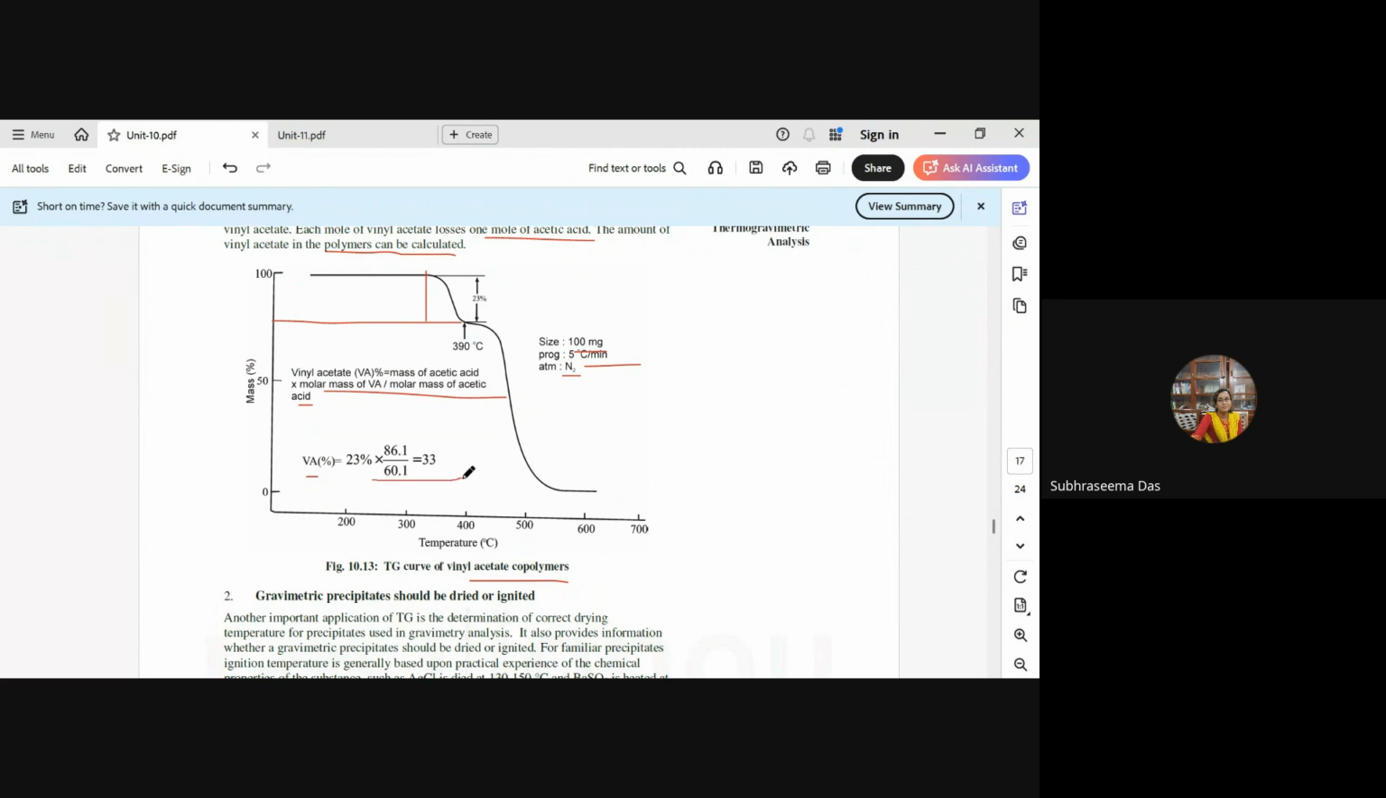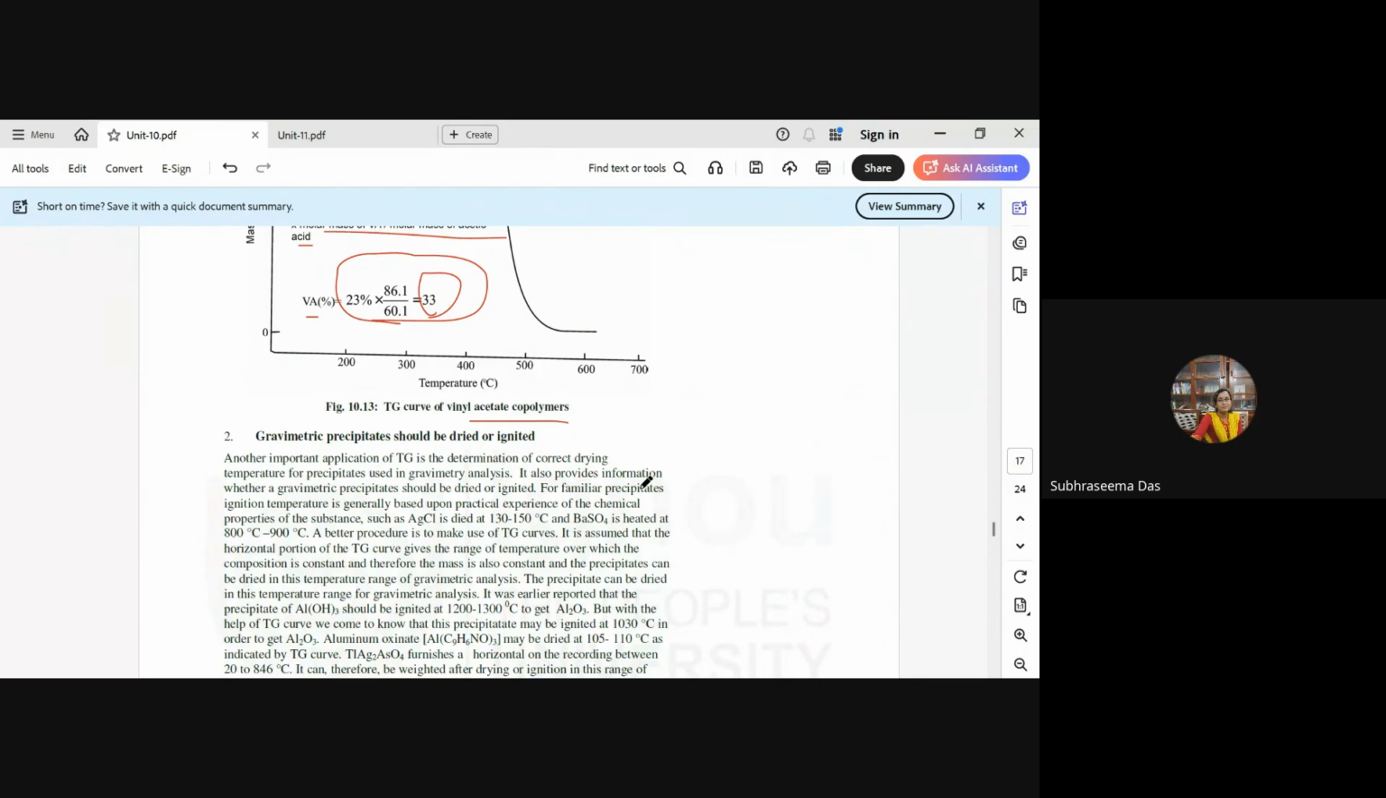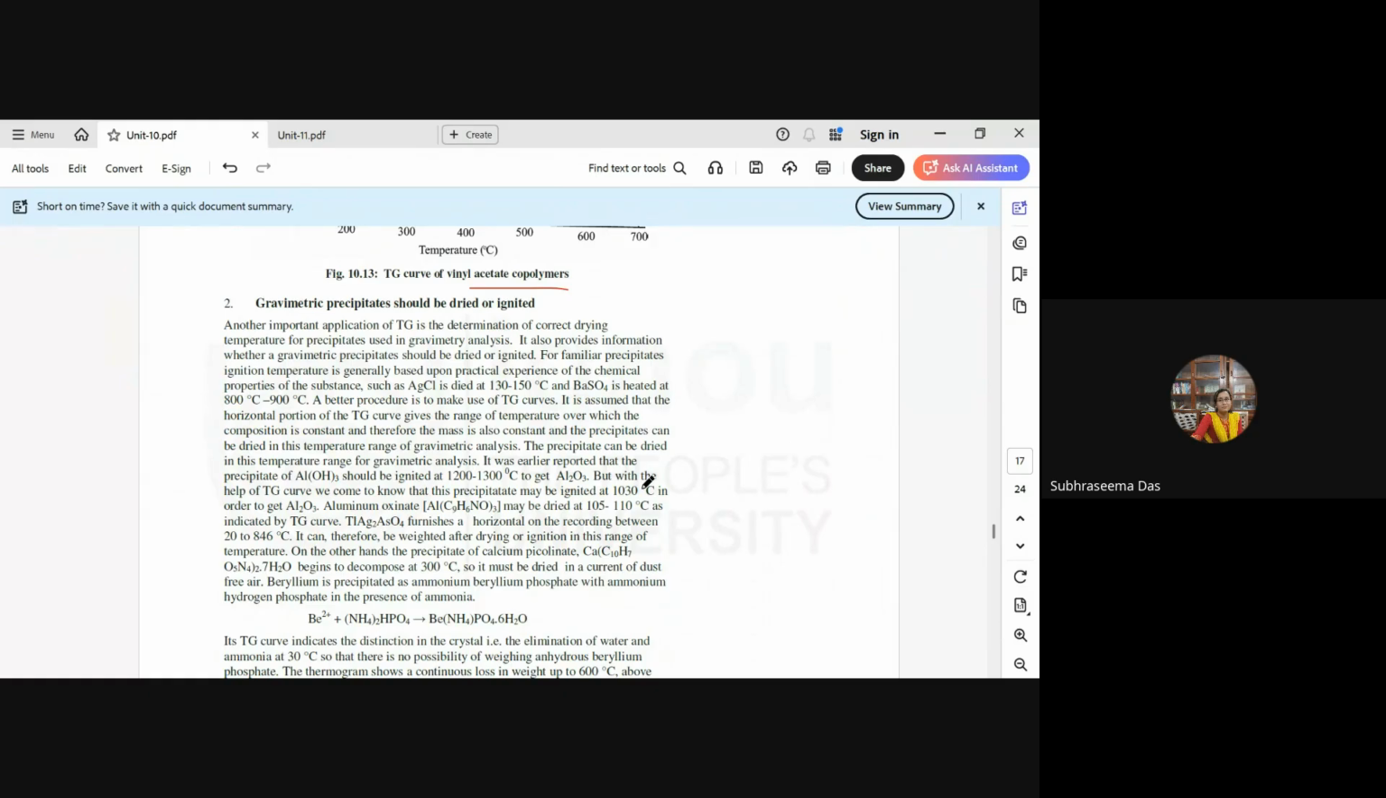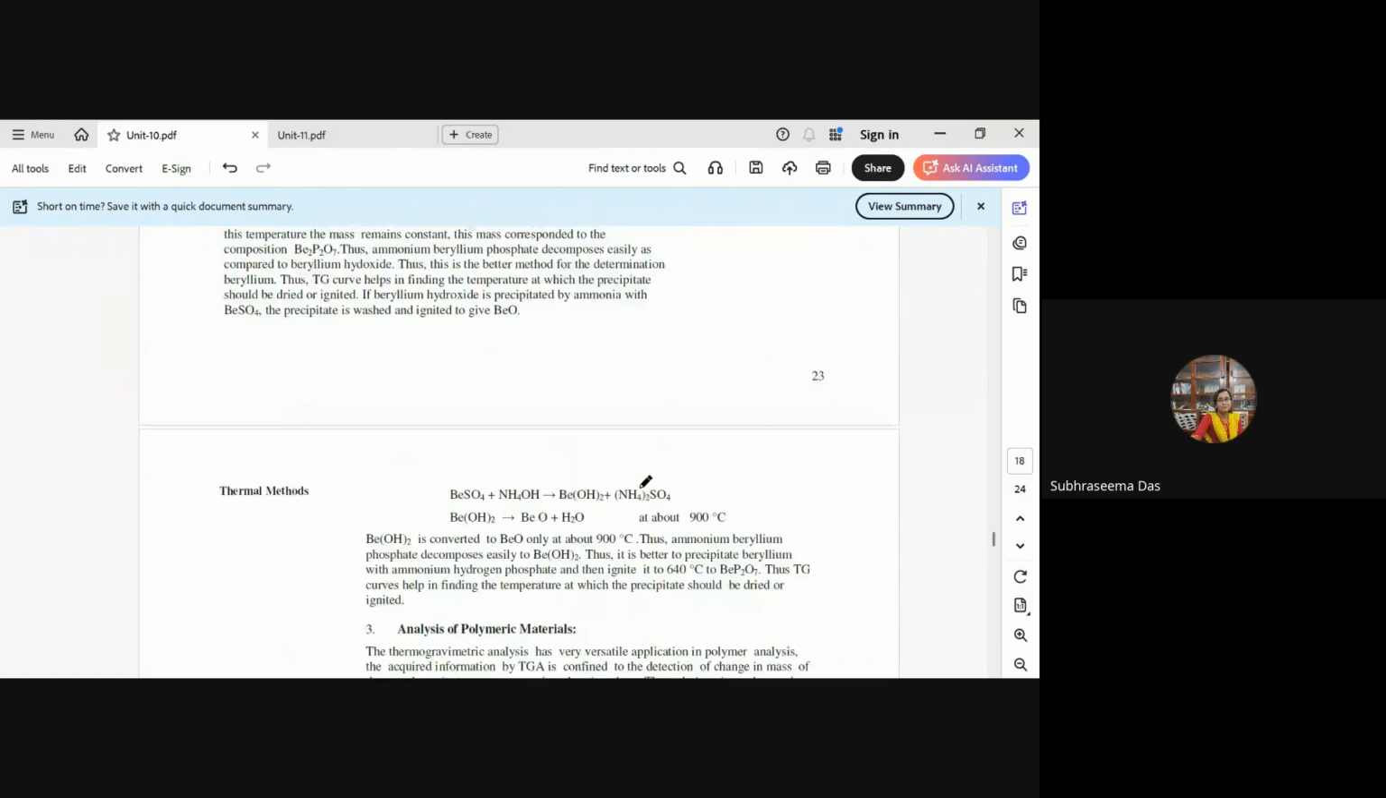So here we get the VA percentage decomposition. The amount of vinyl acetate that is present has been calculated to be 33%. So this is how we can analyze organic mixtures. Now, gravimetric precipitates should be either dried or ignited. So, what does this mean?